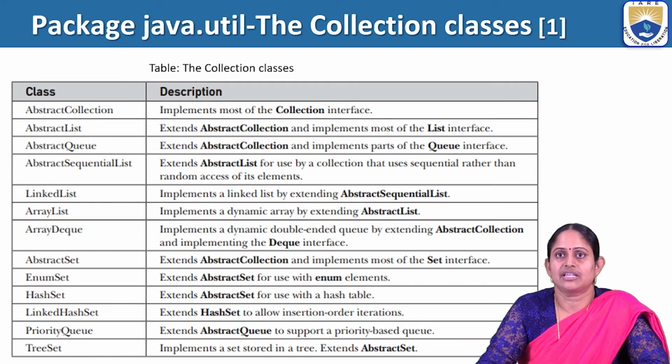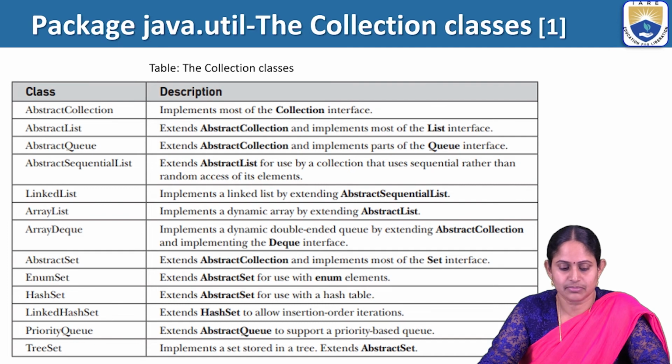There are a set of collection classes also available inside the collection framework. The AbstractCollection class implements most of the Collection interface. The AbstractList extends AbstractCollection and implements most of the List interface. The AbstractQueue extends AbstractCollection and implements most of the Queue interface. The AbstractSequentialList extends AbstractList for use by a collection that uses sequential rather than random access of its elements. LinkedList implements a linked list by extending AbstractSequentialList.